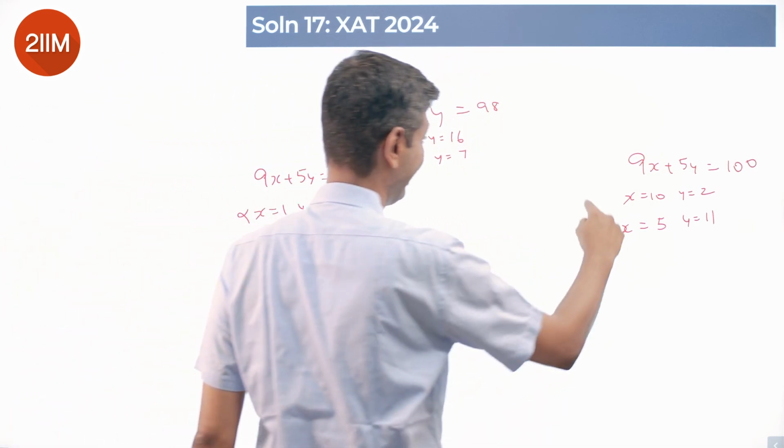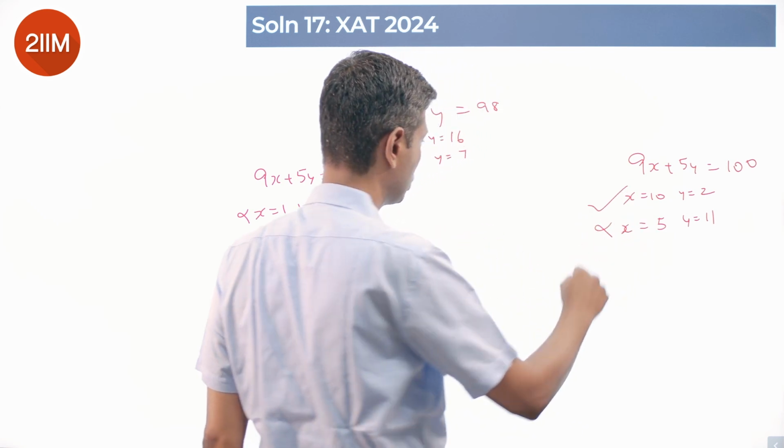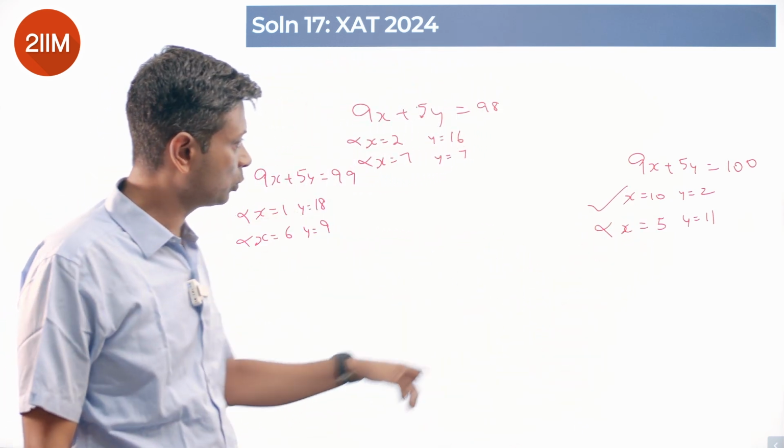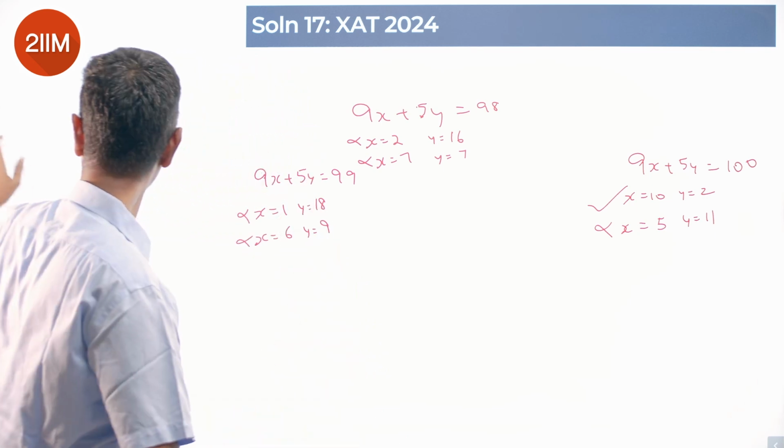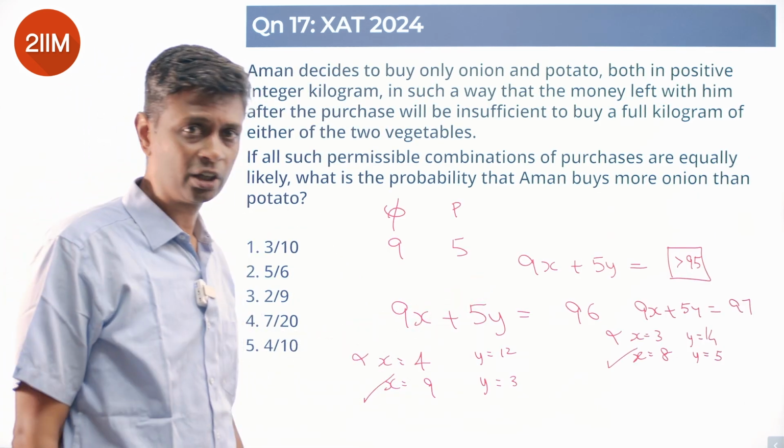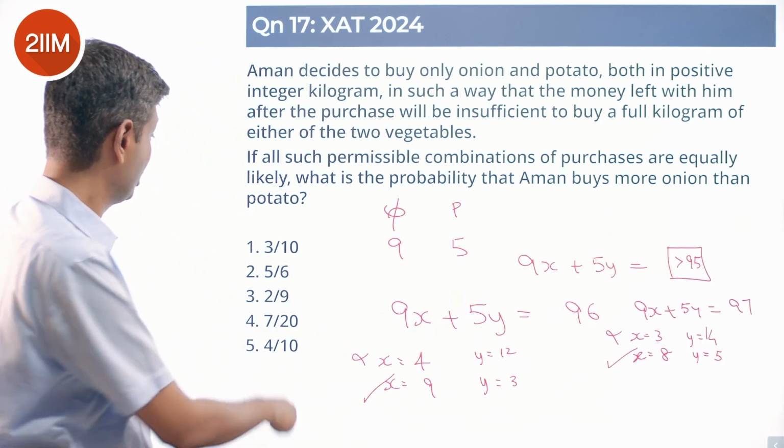Both of these won't work. 10, 2 will work. 5, 11 will not work. So these two won't work. These two won't work. That won't work. Only one on this side. 2 more here. 3 out of 10 work. 3 by 10.